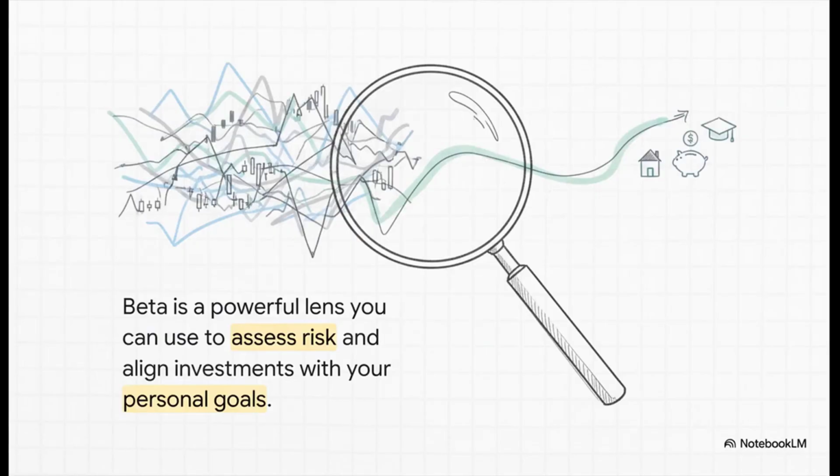So here's the main takeaway from all this. Beta is not some complicated number just for Wall Street analysts. It's a powerful, easy-to-use lens that helps you assess risk. And more importantly, it helps you make sure the investments you choose actually align with your personal goals and how much volatility you're comfortable with.